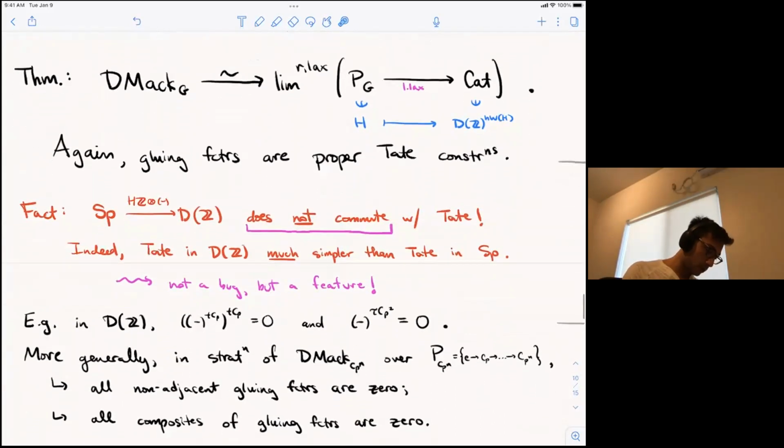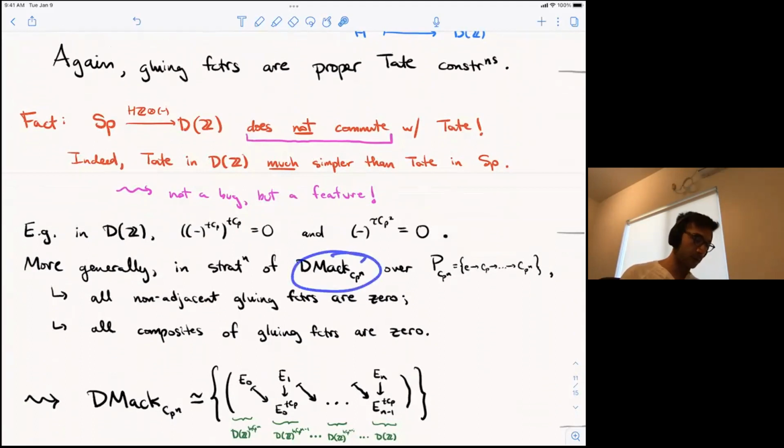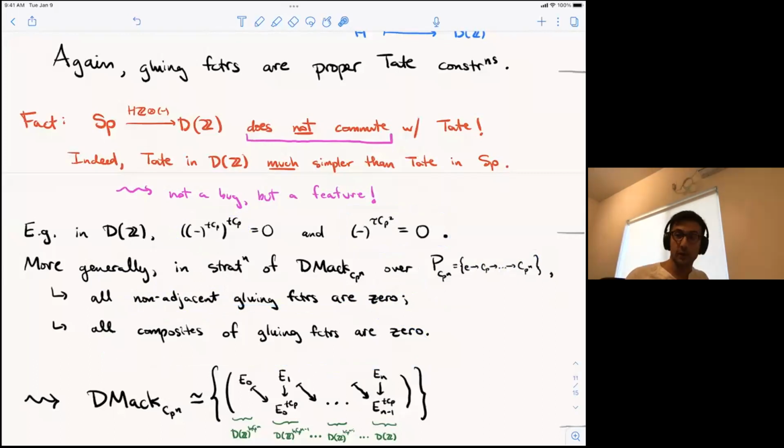So in the stratification of C_{p^n} Mackey functors, here's the poset of subgroups. It's just linearly ordered. So there are potentially gluing functors for all morphisms in this poset. But if it's not an adjacent morphism, from just i to i plus one, it's zero. Moreover, if you compose gluing functors, like this one, or like that, you also get zero.